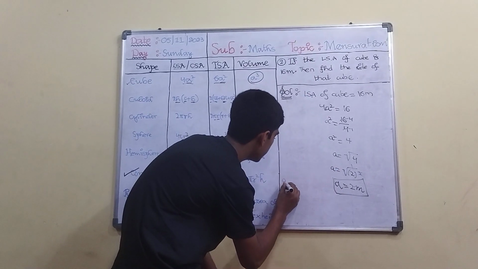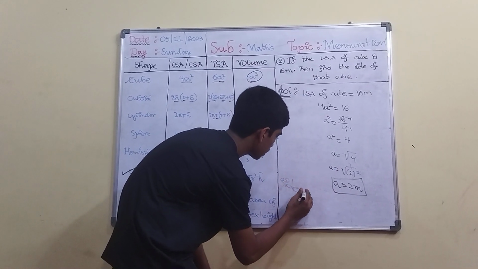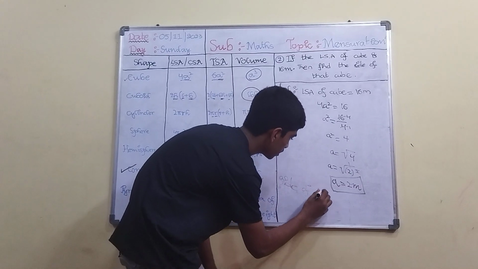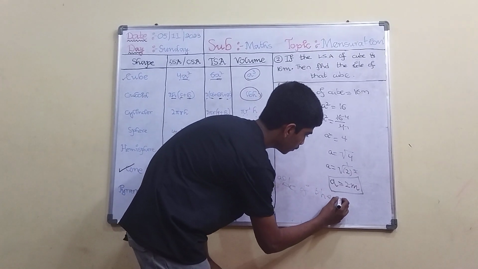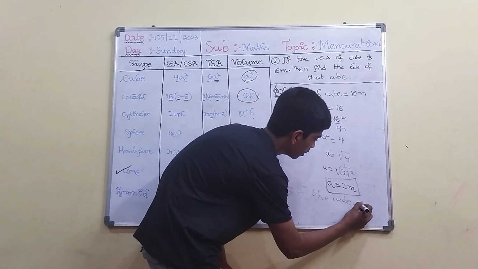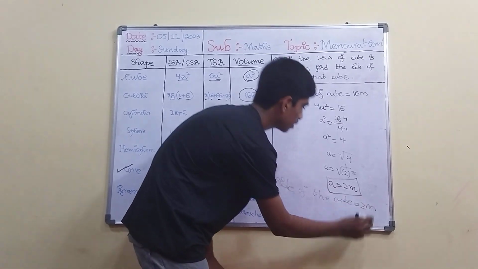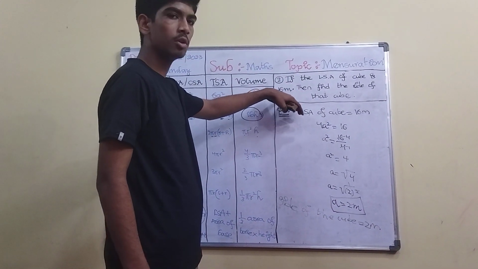So the side of the cube is 2 meters. For the side 2 meters of the cube, the LSA of the cube is 16 meters.